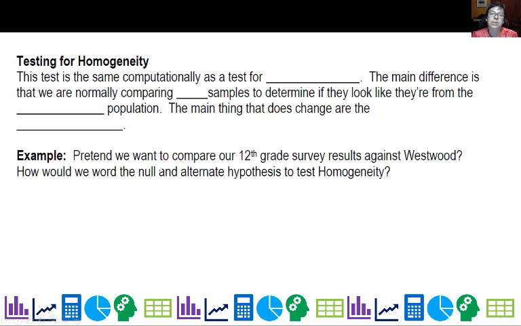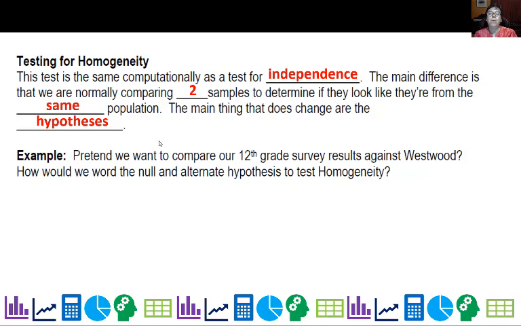Now, you can also use this test for homogeneity. So sometimes we're doing independence where we check for association, like grade level and transportation. So that's independence. For homogeneity, we're comparing 2 samples to determine if they look like they're from the same population. All right, so that's the difference. The steps we just did are the same for homogeneity as they are for independence.